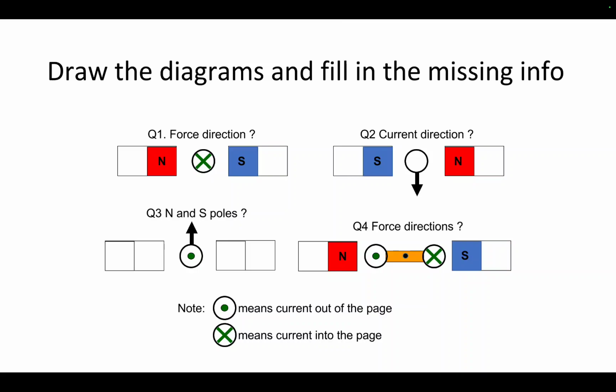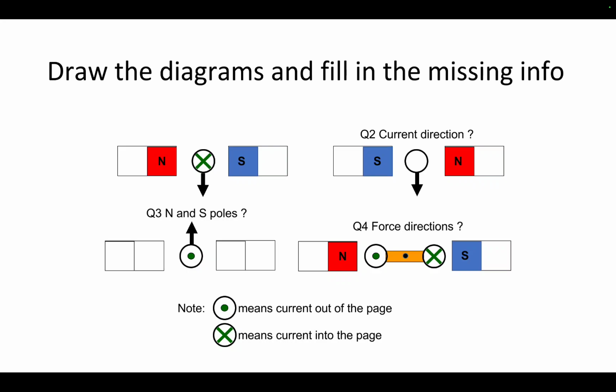Right, so the first one, force direction. You get your left hand, as we have done for Fleming's left hand rule. North to south, so your first finger should be pointing to the right, and then the current goes into the page. So you have to rotate your hand, and you'll notice that your thumb is pointing downwards, so the force is down. Second one, current direction.